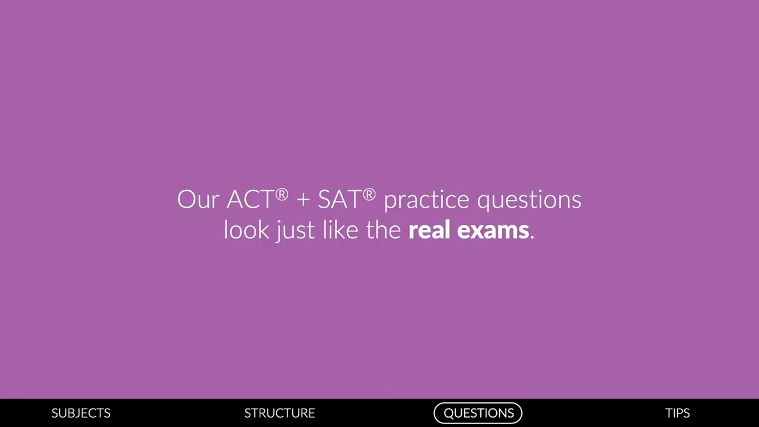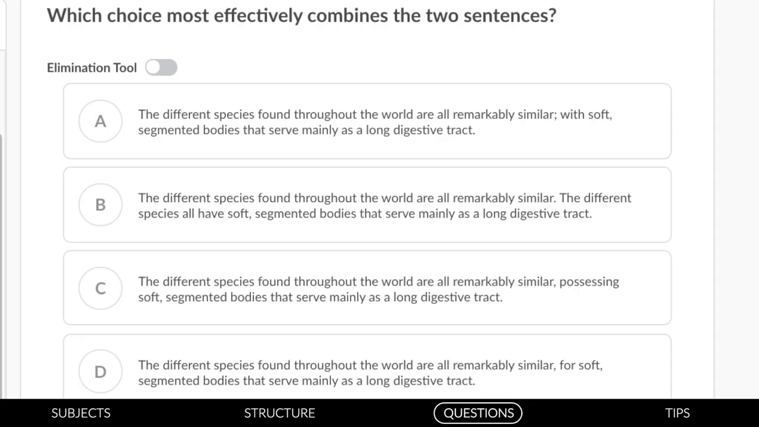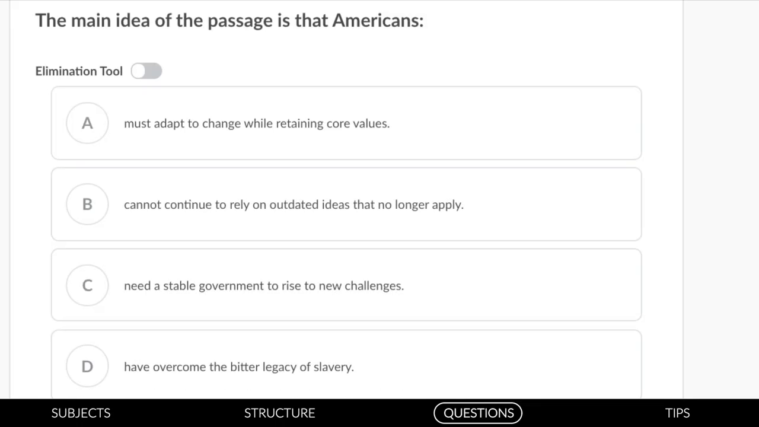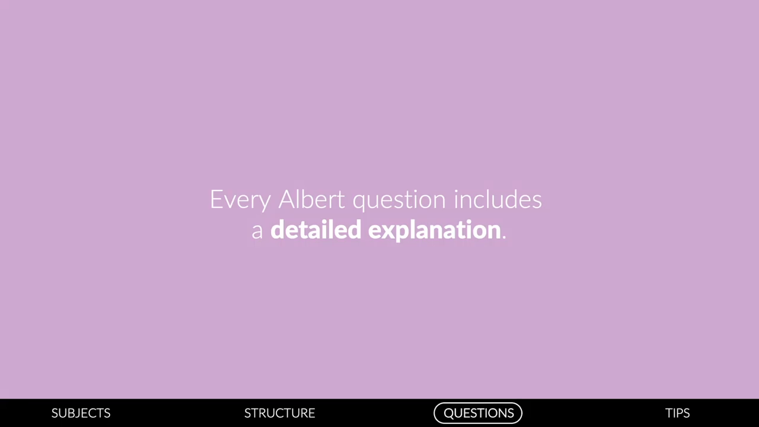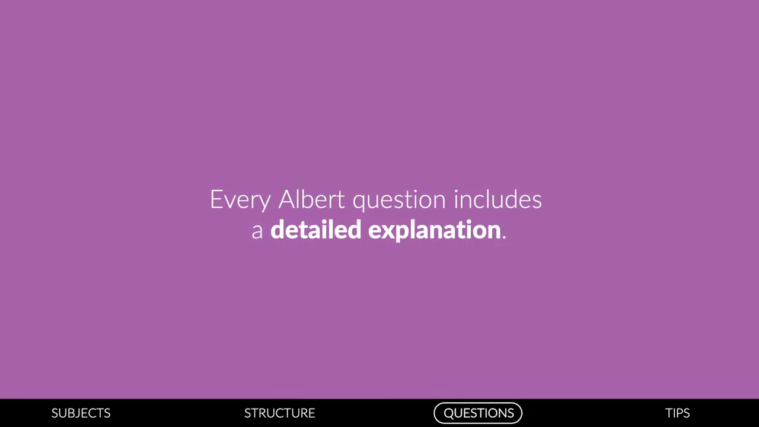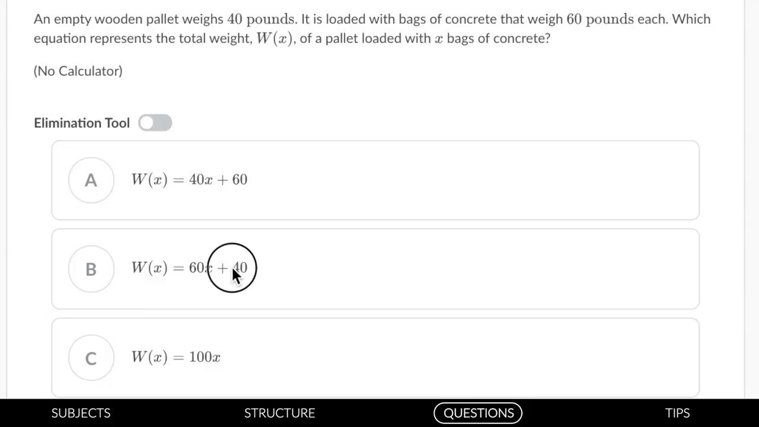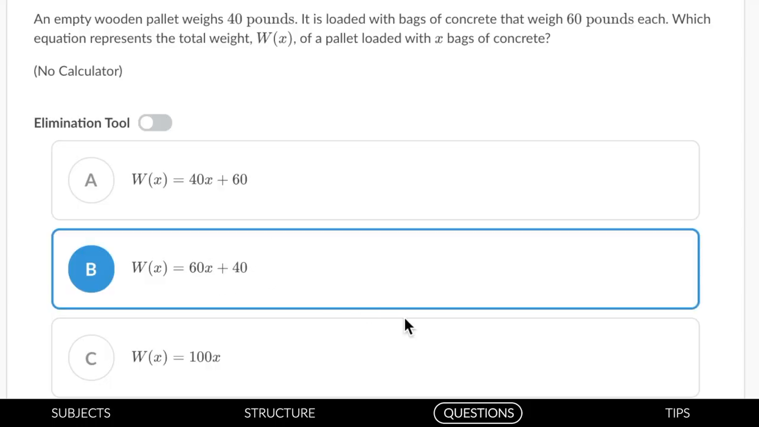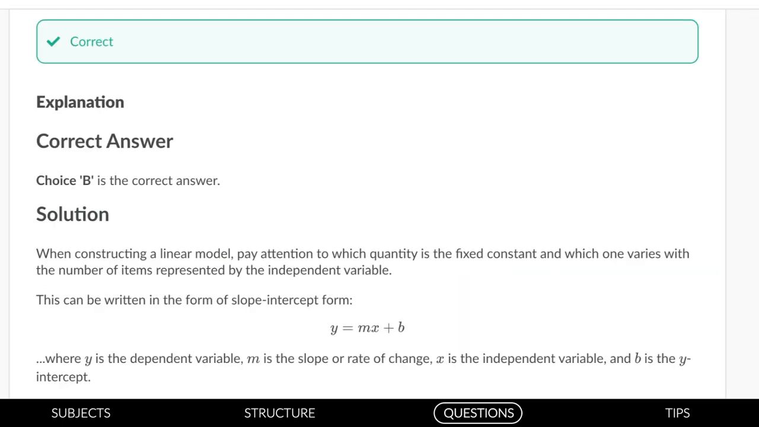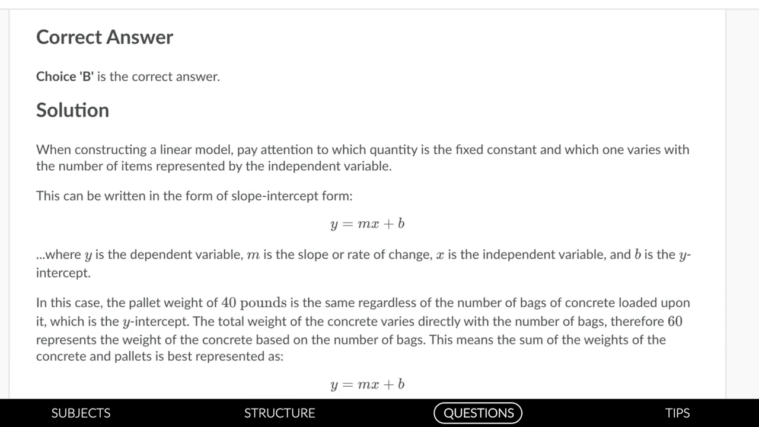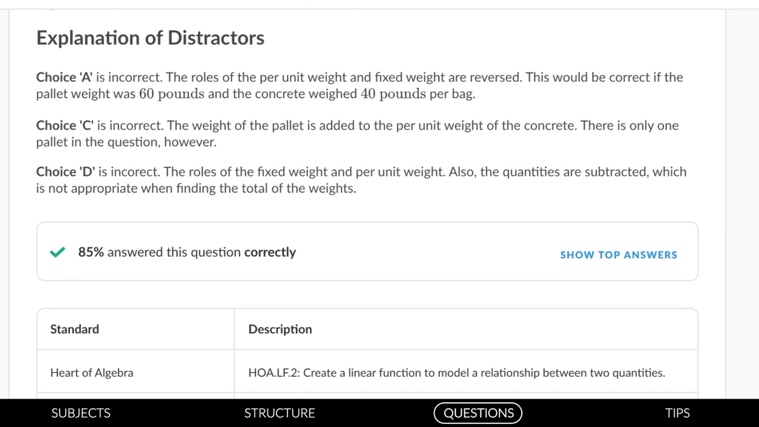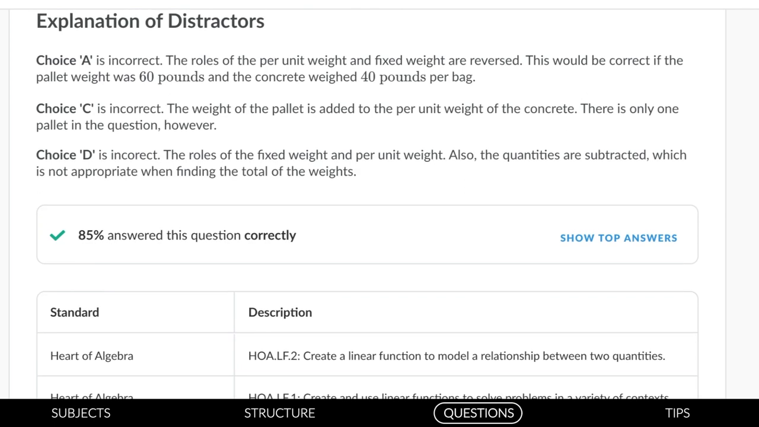Our ACT and SAT practice questions look just like the real exams. We carefully craft questions to match the precise language and rigor of each test. Every Albert question includes a detailed explanation. Here's an SAT math question. Let's go with option B. And we see an easy-to-read explanation that even shows why the incorrect answers are wrong.